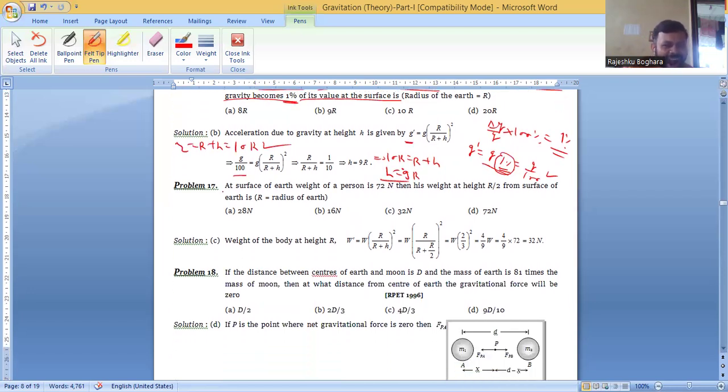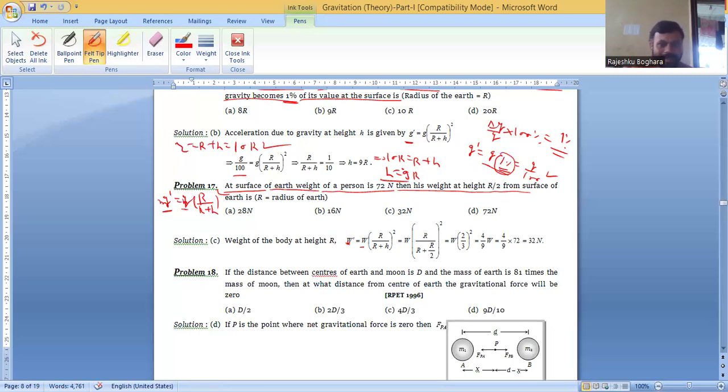At surface of earth, weight of person is 72 Newton. Then what is the weight at height r/2 from the surface of the earth? So g dash equal to g r upon r plus h whole square. Now multiply m both sides. This is weight, this is weight. So w dash is equal to w r upon r plus h whole square.